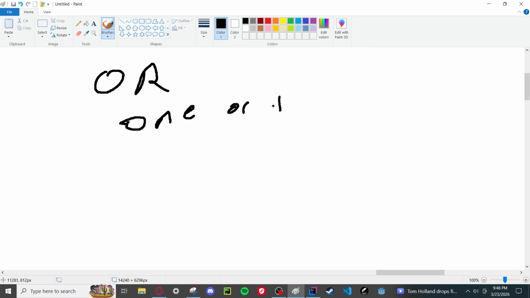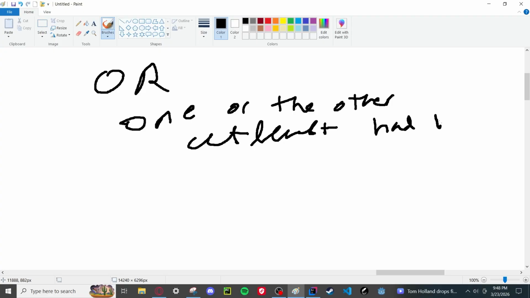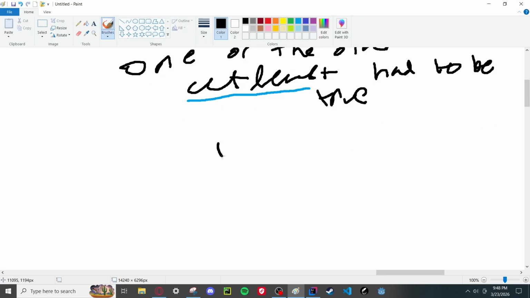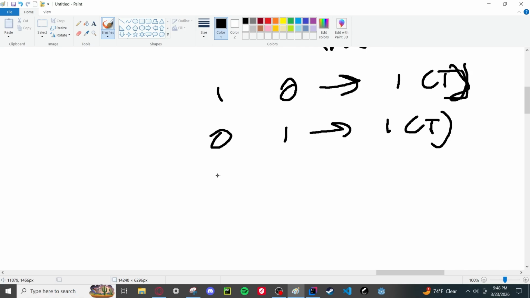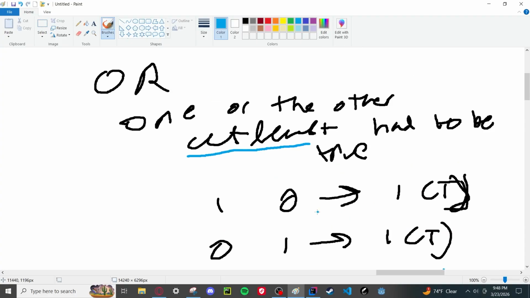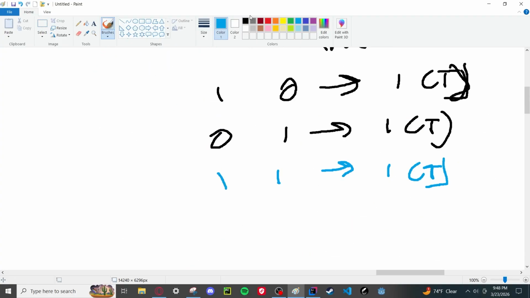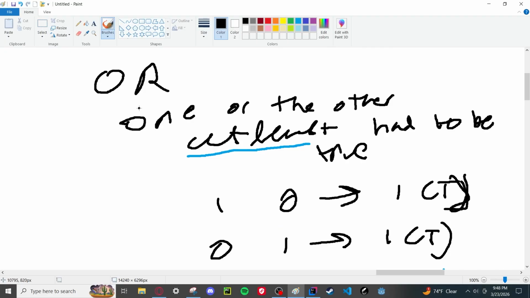one or the other at least had to be true, right? Had to be true. And key word on that, at least. This meant that you could have 1, 0 and then evaluate to 1 or true. You could have 0, 1 and then evaluate to 1 or true. That's perfectly fine. But you can also have 1, 1 and then evaluate to 1 or true, because just at least one had to be true, which means both could be true, right? Both could be 1, then OR would give you true.